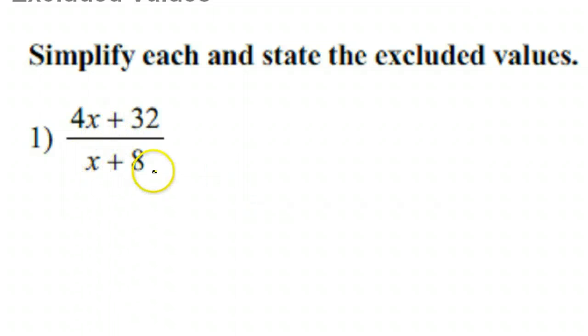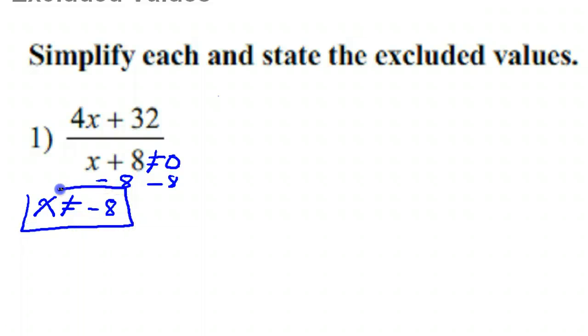So, finding the restricted values. The denominator cannot equal 0, so that means x plus 8 cannot equal 0. If I subtract 8 from both sides, that tells me that x cannot equal negative 8. Okay, so that is my restricted value.